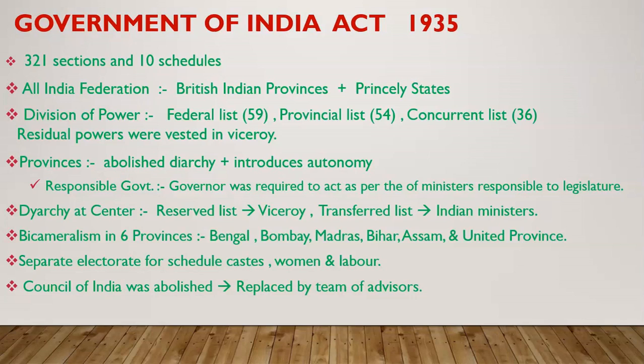Now friends, what was its next provision? The Council of India was abolished. Now what was the Council of India? Remember, in the Government of India Act 1858, I told you that a new body was made known as the Council of India, and the function of that body was to assist and advise the Secretary of State in his work. So now by the Act of 1935, the Council of India was abolished, means it was no more in existence. All the powers of the Council of India were given to a new body known as the Team of Advisors. So now who would assist the Secretary of State? Definitely the Team of Advisors would assist the Secretary of State.